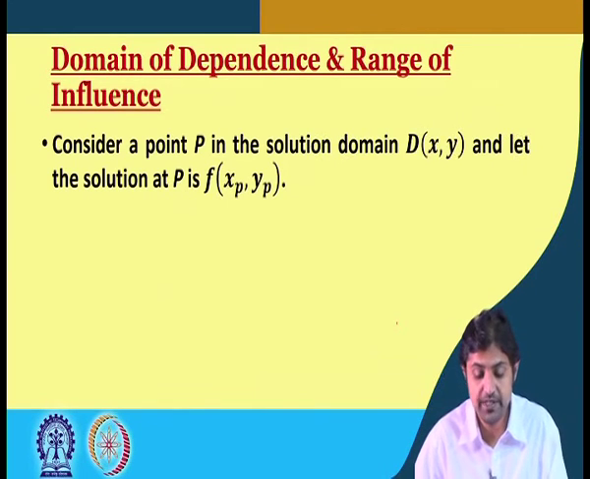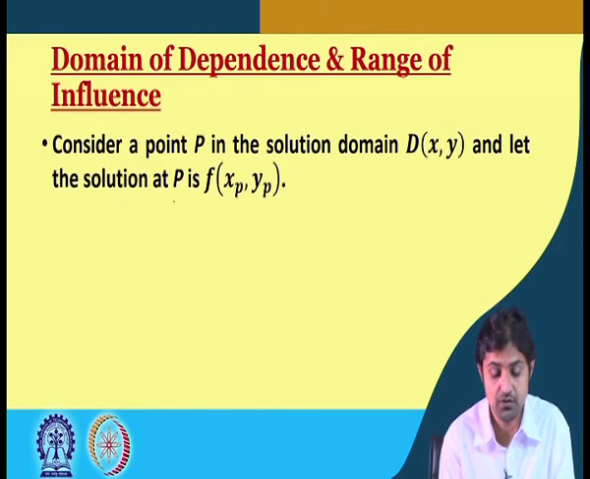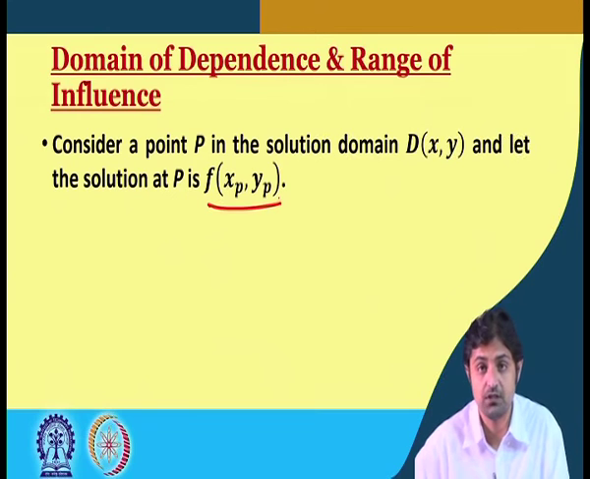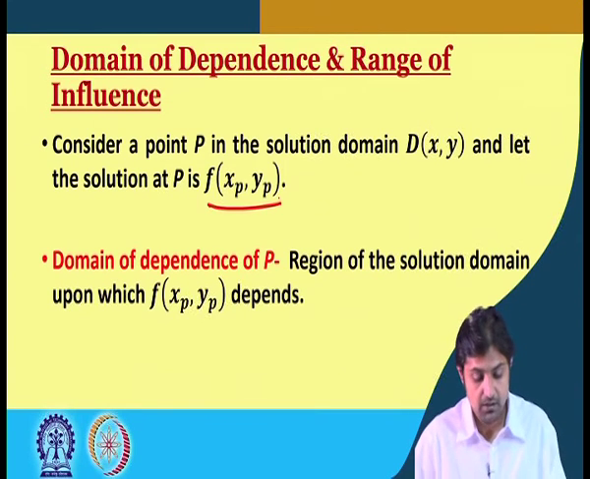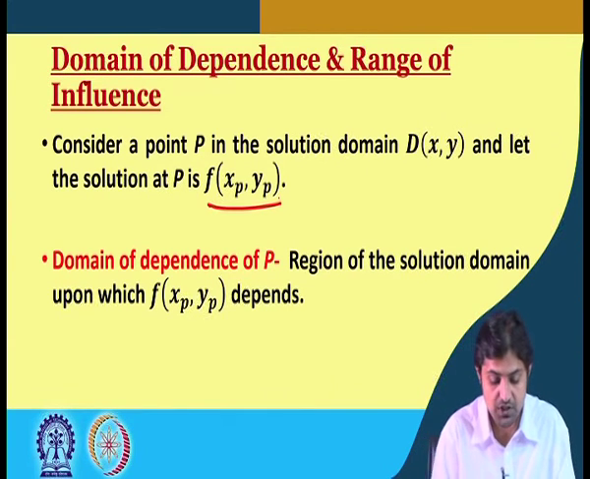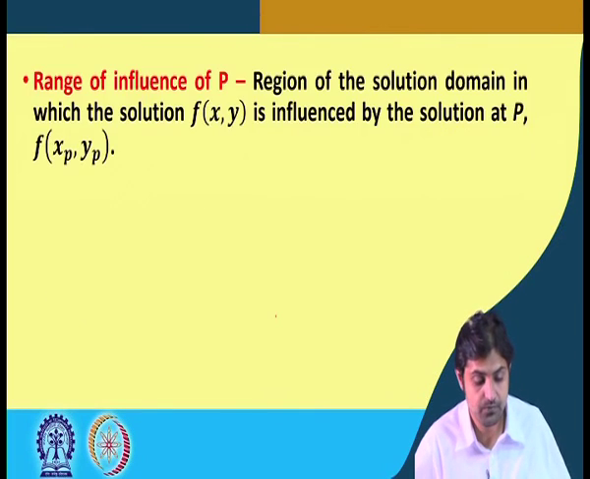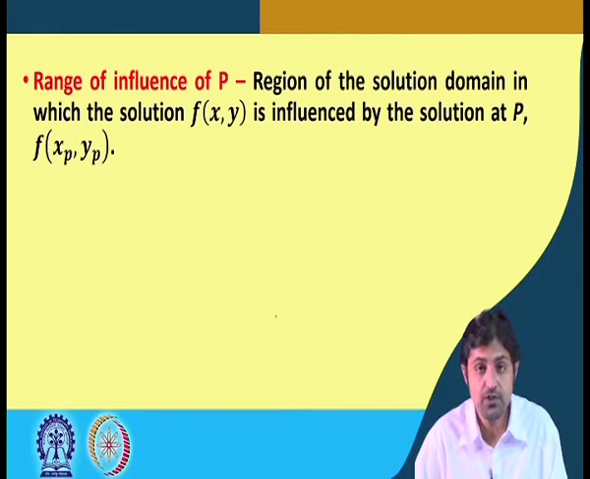So, if we consider a point P in the solution domain, and we assume that the solution at that particular point P is f(xp, yp), then the domain of dependence of P is the region of solution domain upon which f(xp, yp) depends. All right. So, region of influence of P is the region of solution domain in which the solution f of x comma y is influenced by the solution at P, which is f(xp, yp).